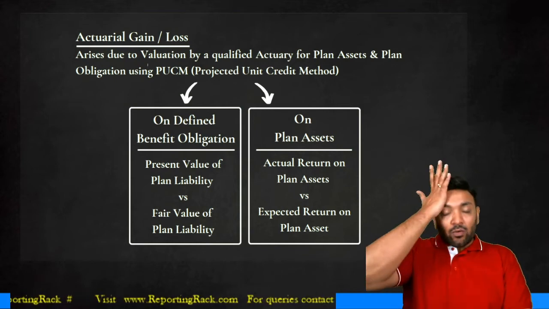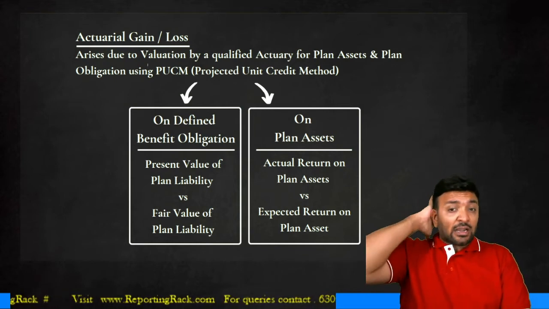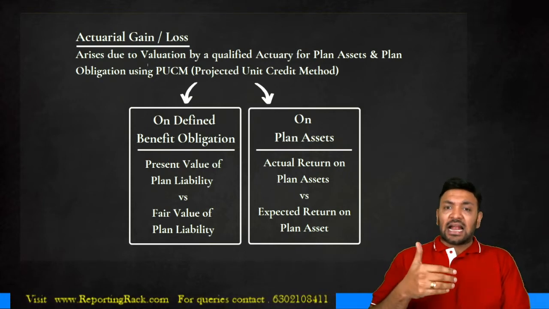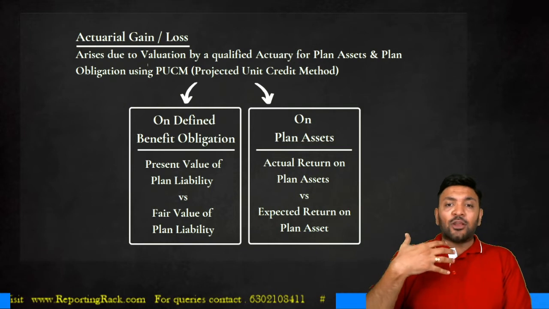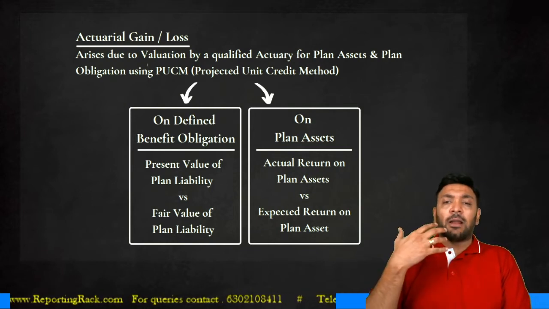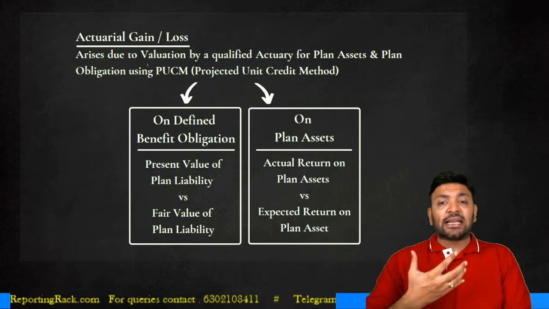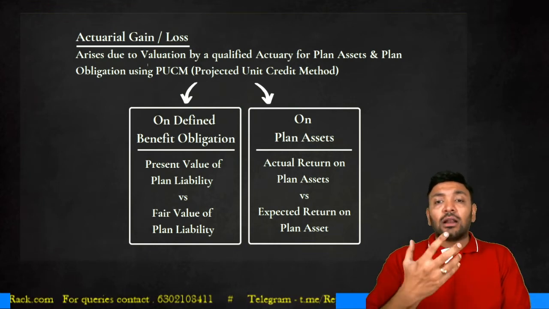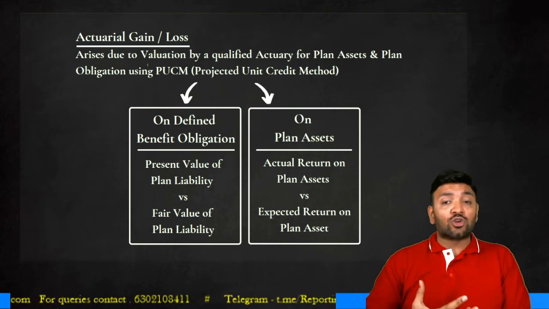Guys, then what is this PUCM model and what assumptions do they make? Is it important for us to know? Because if you look at the standard, it describes the entire PUCM model, the assumptions that the actuary takes, the valuation technique that he applies. So many things are there in the standard, but I am not going to talk about those things. Why is it so?